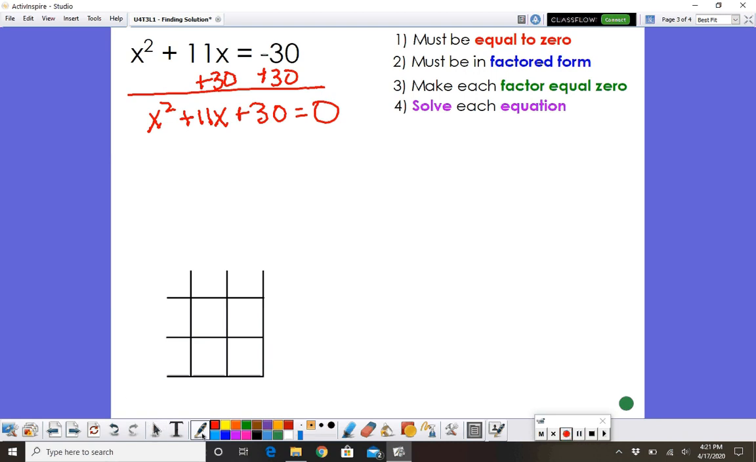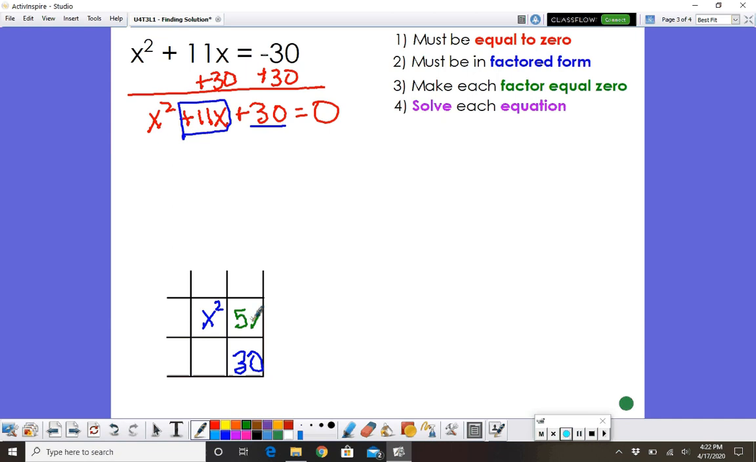All right, so we're looking for, put our x squared here and our 30 here. We're going to look for factors of 30 that add up to 11. So I know off the top of my head 5 times 6 is 30. I also know 5 plus 6 is 11. So those are going to be the factors I'm looking for here. So I'm just going to put them in.